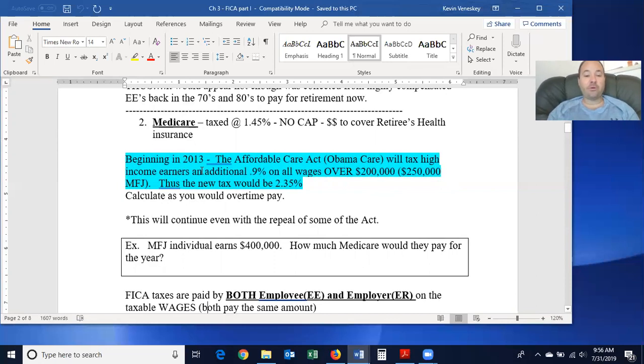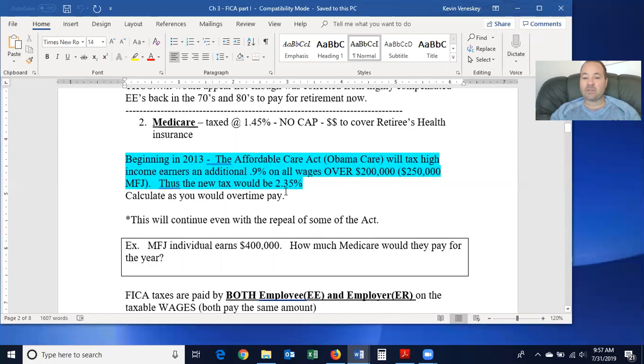Notice what I have here in blue: back in 2013, with Obamacare being enacted, more money needed to be raised and put into Medicare. So what they did is tax the high income a little bit more, not a lot. It's an additional 0.9% on all the wages that are over 200,000 for those who are single or head of household, and 250,000 for those who are married filing joint.